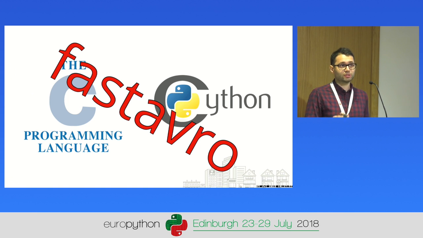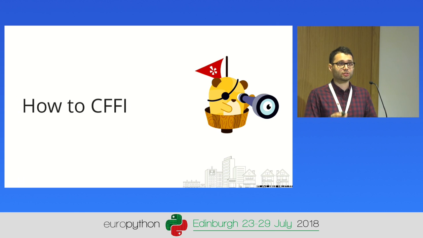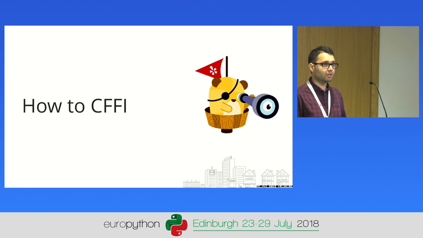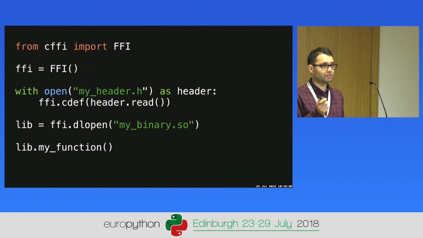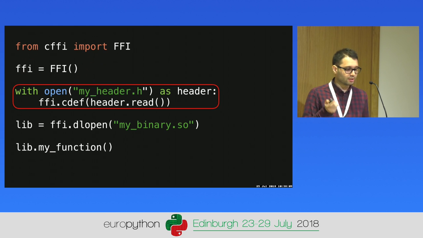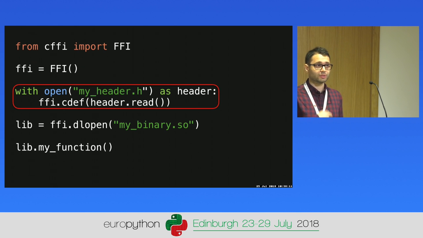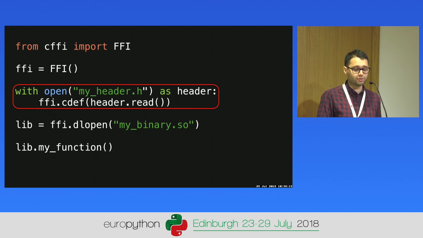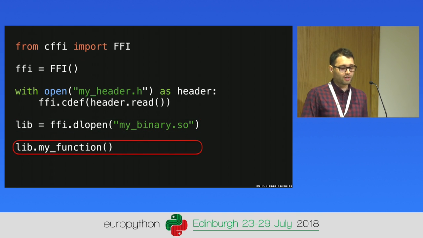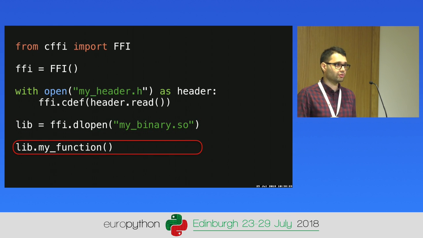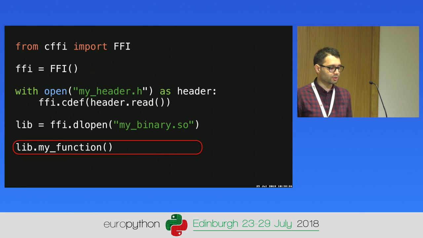So, since we're going to use CFFI for our code, let me go very, very quickly through it. This is basically the code that you need to use CFFI in your application. Basically, you need the header file with the declaration of all the symbols that you're going to use, and the binary file, where the actual functions and the actual structs are going to live. And finally, you can call all the functions or the structs via the object that you just created.